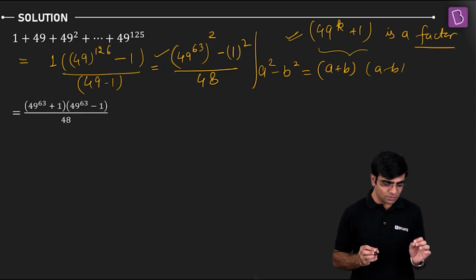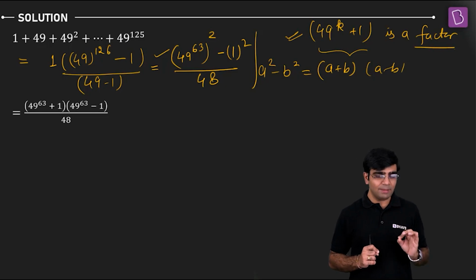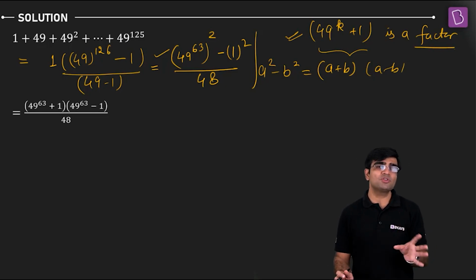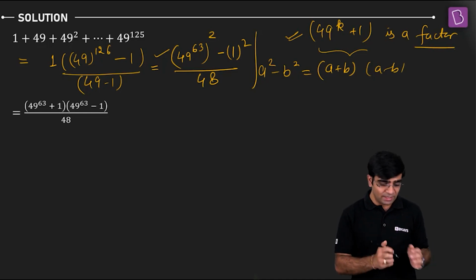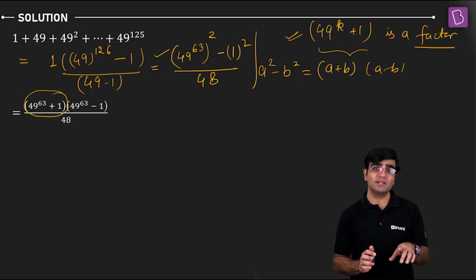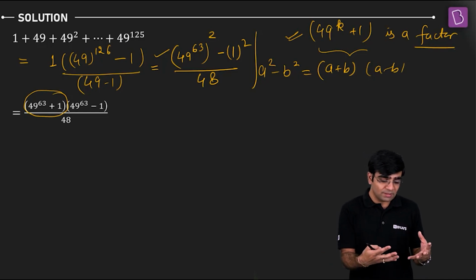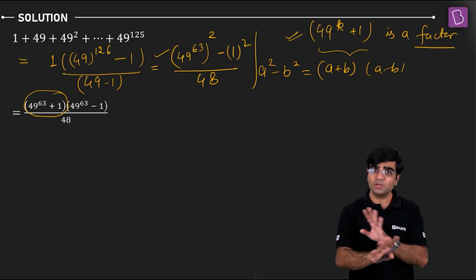So we got (49^63 + 1)(49^63 - 1) divided by 48. But until I get rid of this 48, I cannot be assured about this term, like any term of that to be a factor. If I want this particular term to be a factor, I have to first get rid of this 48 in the denominator, because I don't know whether this 49^63 + 1 can actually be dissolved with 48 further. I cannot be assured.